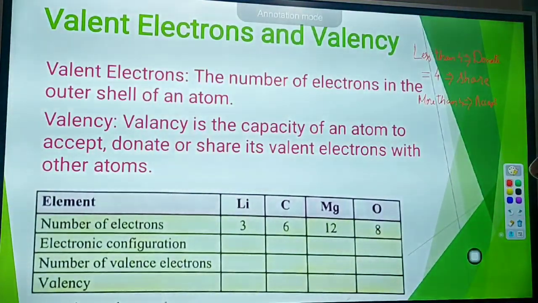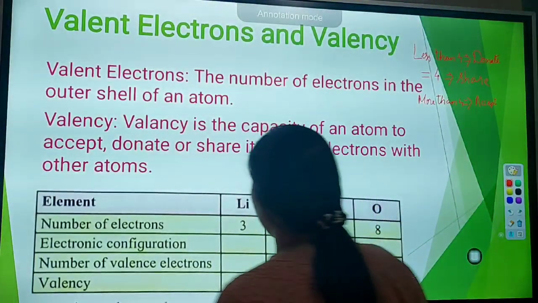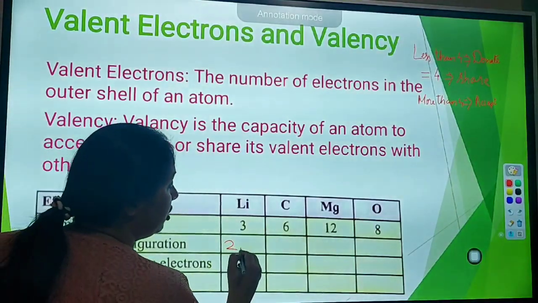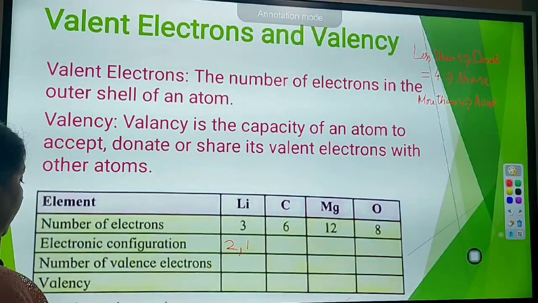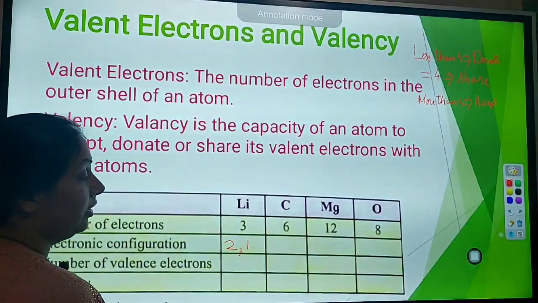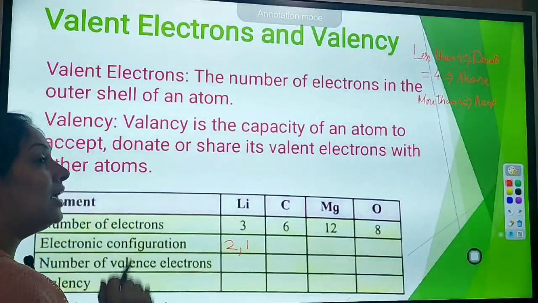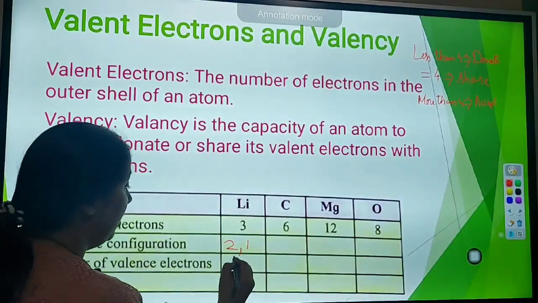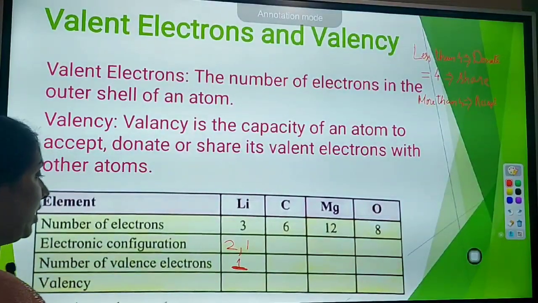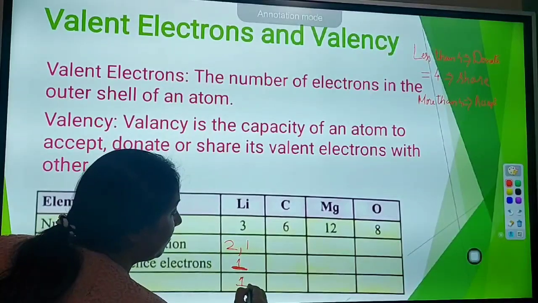ओके, चलिए, नंबर ऑफ इलेक्ट्रॉन्स कितने हैं? 3 हैं. इसका इलेक्ट्रॉनिक कॉन्फ़िगरेशन कितना होगा? फर्स्ट शेल में 2, सेकंड शेल में 1. नंबर ऑफ वेलेंट इलेक्ट्रॉन्स मतलब 1 है. एक देना आसान की 7 एक्सेप्ट करना आसान, एक देना आसान. So number of valent electrons means number of electrons in the outermost shell. So it's easy to give away 1, so its valency becomes 1.